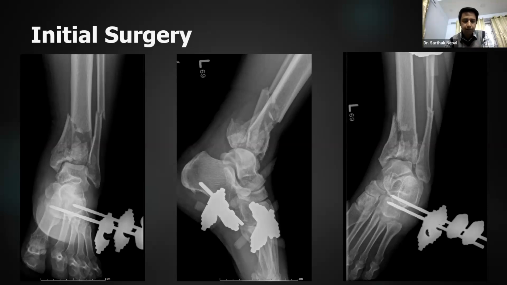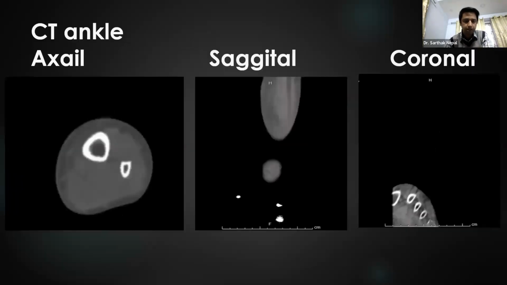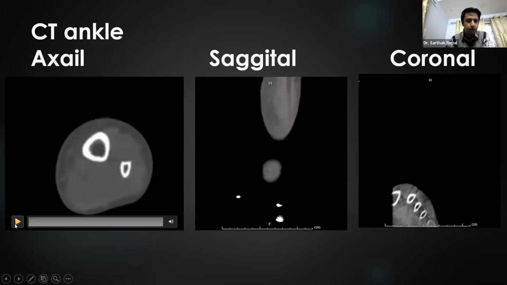So after application of the external fixation, we did a CT scan in the patient to identify if there was involvement of any other major fragment planes, as well as the articular impaction, and to look at the degree of comminution. This is the CT scan image.